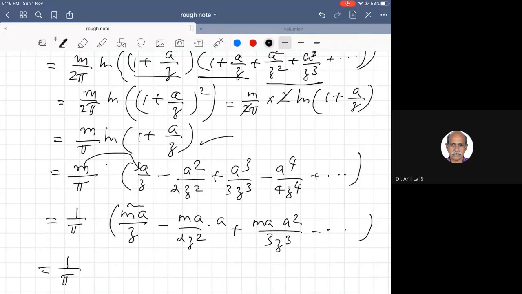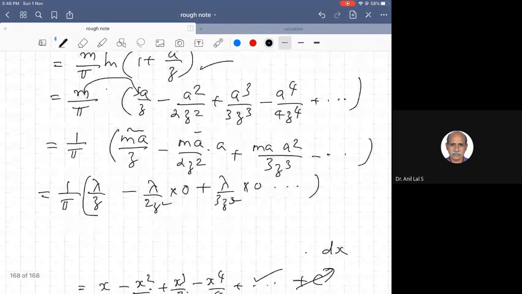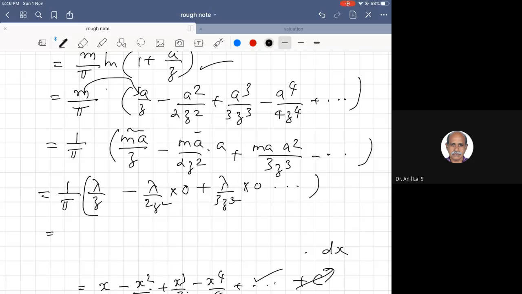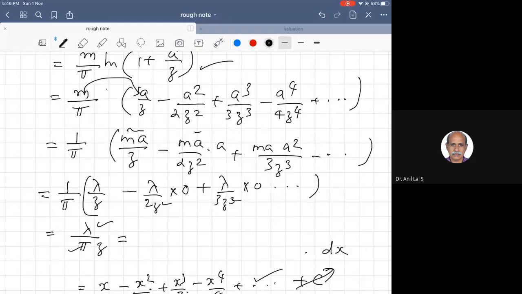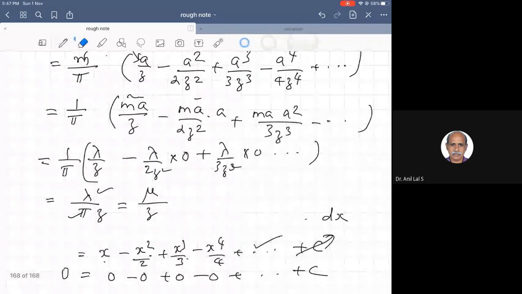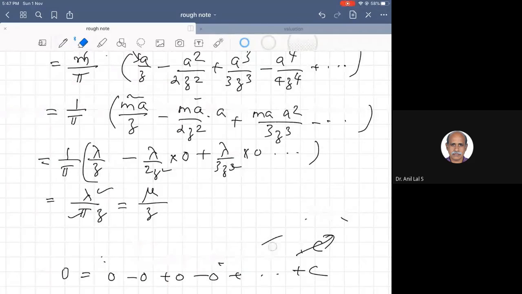So we have ma equal to lambda by z minus, right, 1 by pi into lambda by 2z squared, and a tending to 0 becomes, like that, 1 by 3z cubed, and this a squared tending to 0 becomes 0. So that way it will reduce to lambda by pi z. Lambda is a constant, pi is a constant. We replace lambda by pi by mu by z. So this is the complex flow potential for a doublet.